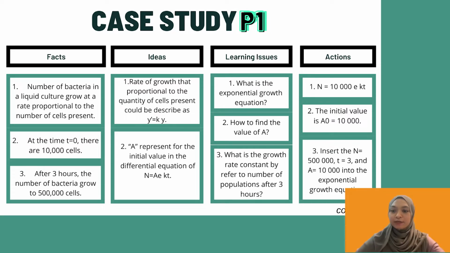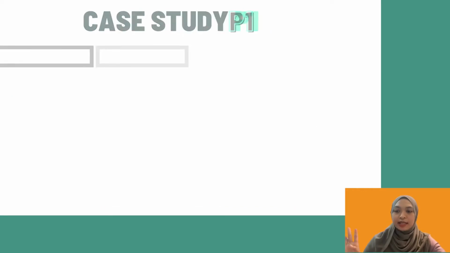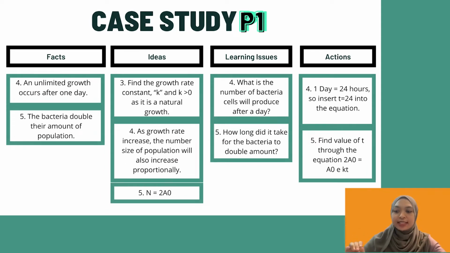The first fact is that the number of bacteria in a liquid culture grows at a rate proportional to the number of cells present. The second is that at the initial time t equals 0, there are 10,000 cells. The third fact is that after 3 hours, the number of bacteria grows to 500,000 cells. The fourth fact is that unlimited growth occurs after 1 day. And the last one is that the bacteria double their population.